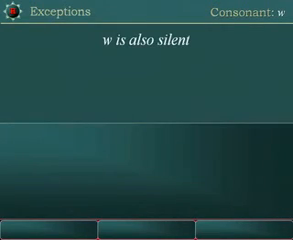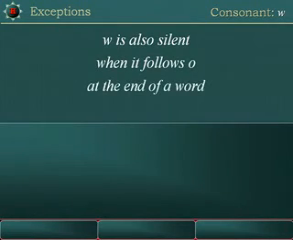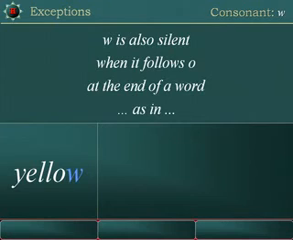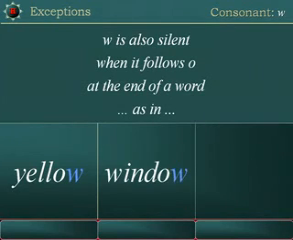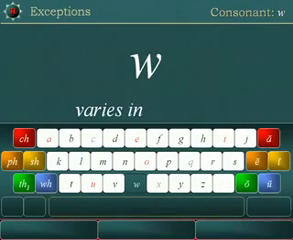W is also silent when it follows O at the end of a word, as in yellow, window, elbow. W varies in its sounds.